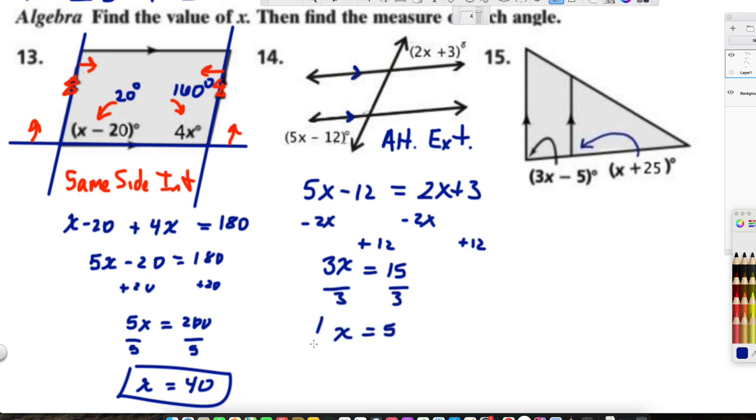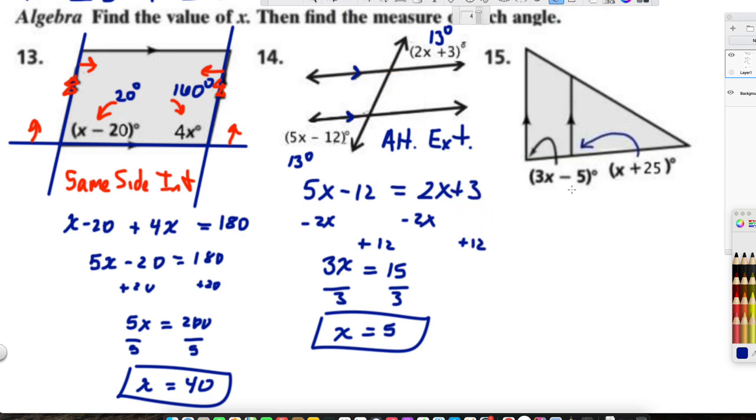X is 5. Substitute 5 back in. 5 times 5 is 25, minus 12 is 13. 2 times 5 plus 3 is 13. Again, not to scale, but there's our answer.